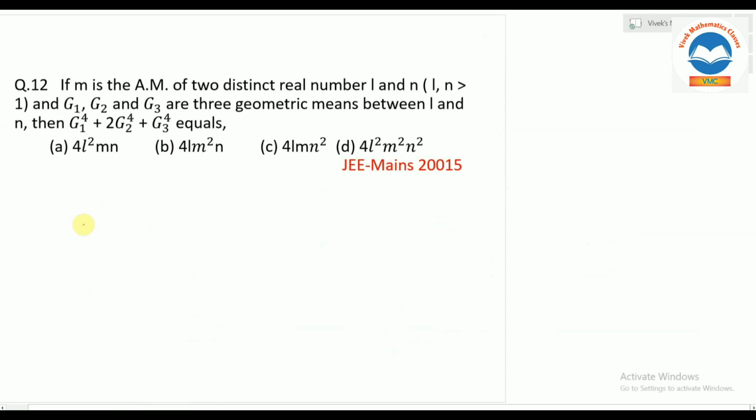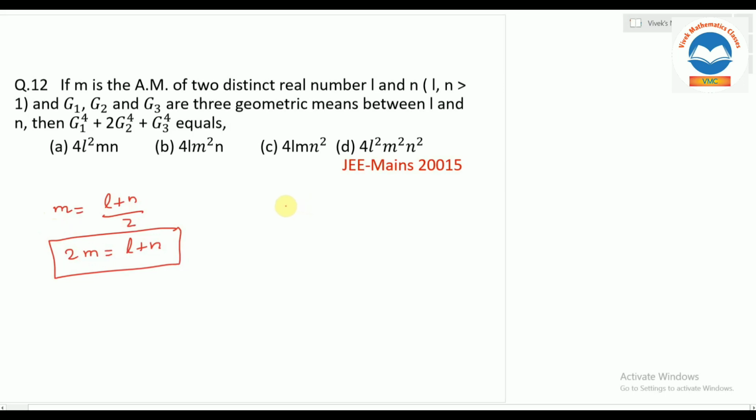They are saying if m is the AM of two distinct real numbers, L and n. So what will be the m value? M will be L plus n divided by 2, because this is the AM of these two numbers. So from here we can write 2m will be L plus n.